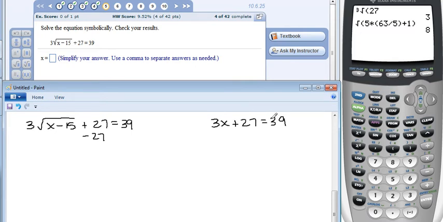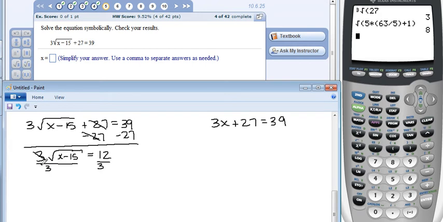So what would you do first here? Well, you'd subtract your 27 across. Then you would divide by 3. Nothing's changed over here, except my x just happens to be this messy piece. But whether I'm isolating just a solid x or something messy, I'm doing the same thing. So I'm going to subtract my 27 across. So this is gone. On this side I have 3 times the square root of x minus 15, and this is equal to 12. Now I'm going to divide by 3.